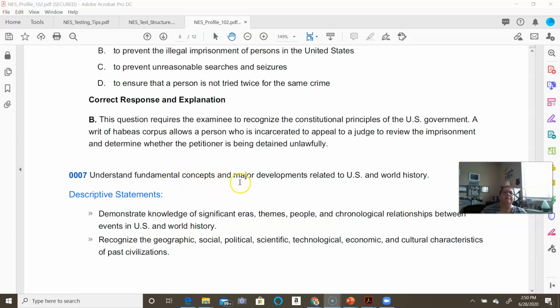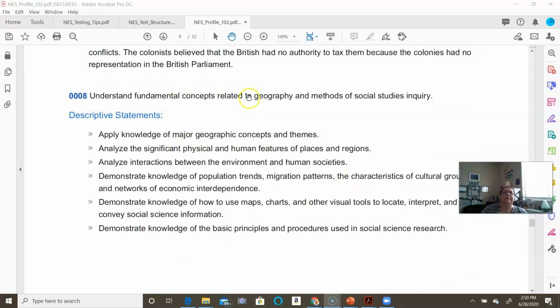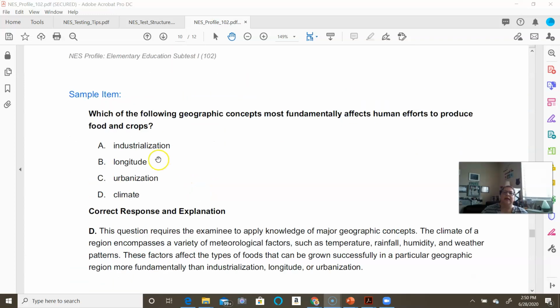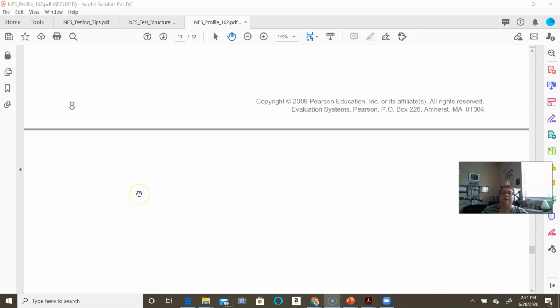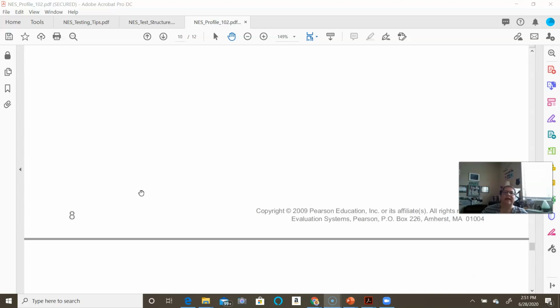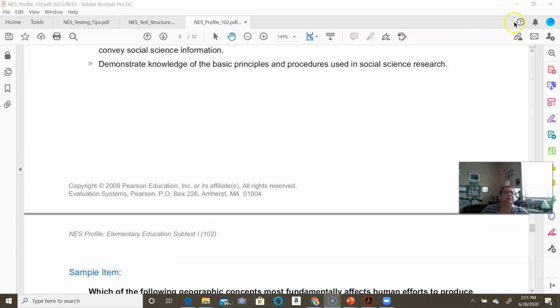Understand fundamental concepts and major developments related to U.S. and world history. Let me go to understand fundamental concepts related to geography and methods of social studies inquiry. So there are those competencies and a sample test question. That is pretty much what they have on this document, and I will provide you all of this information. It seems really basic, but there's a lot of knowledge that you need to have.